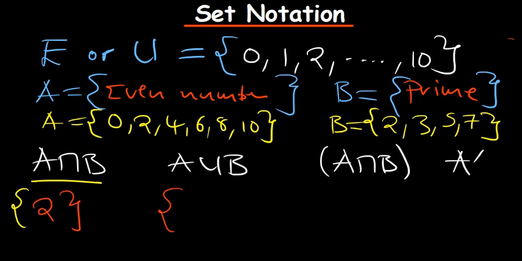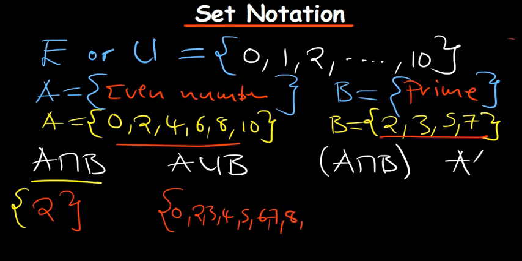A union B means you combine these elements together. So what would it mean? We're going to have 0, 2, 3, 4, 5, 6, 7, 8, 10.